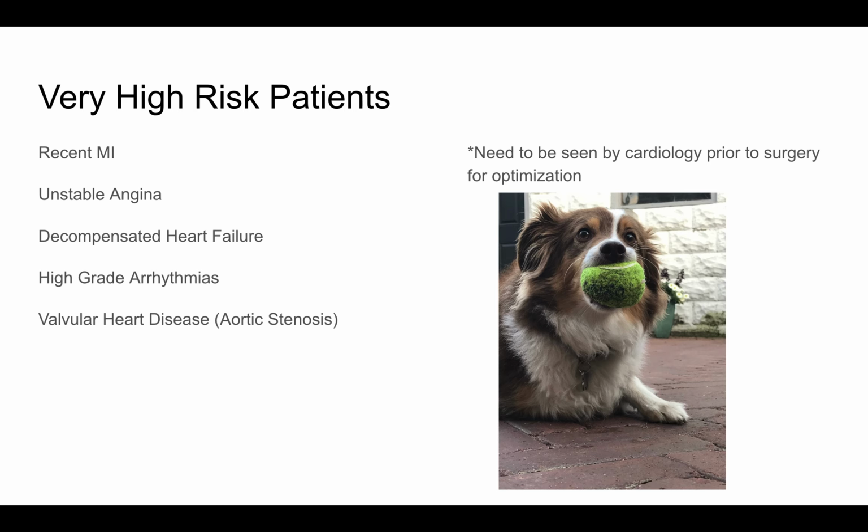So very high risk patients, and these are patients that should probably see cardiology prior to surgery for optimization, not ones that you're just going to send over to internal medicine or their PCP for preoperative evaluation, but any patient who's had a recent MI, unstable angina, decompensated heart failure, high-grade arrhythmias, or valvular heart disease, in particular aortic stenosis, those are patients that need to be seen by their cardiologist prior to any planned elective surgery.